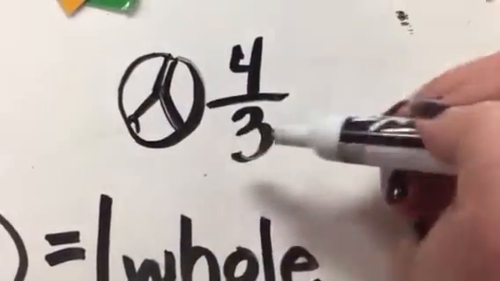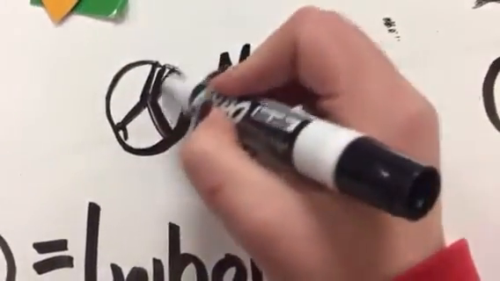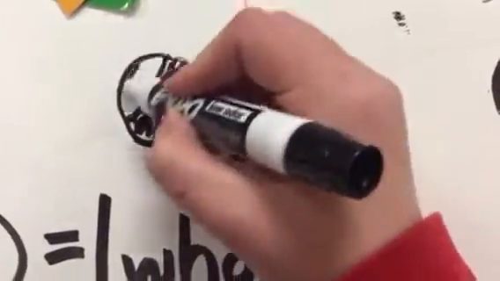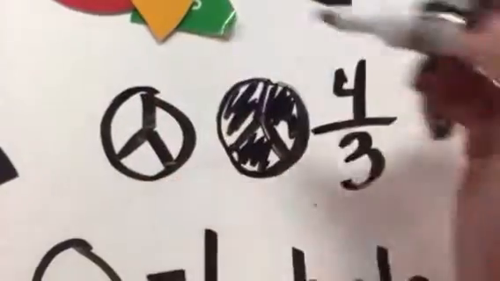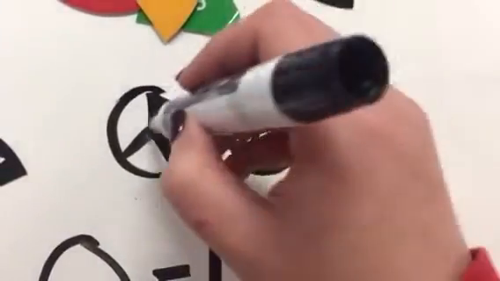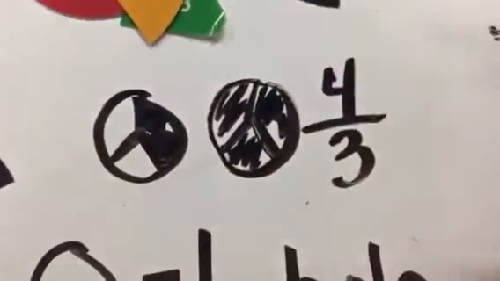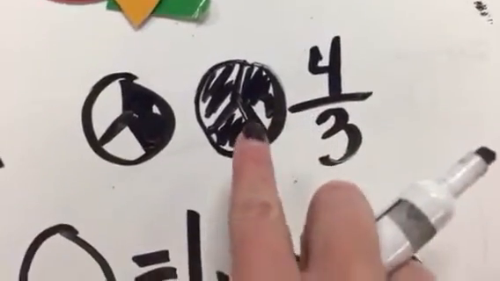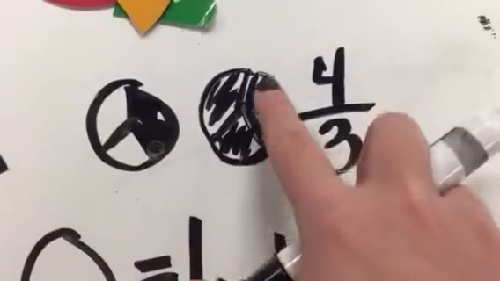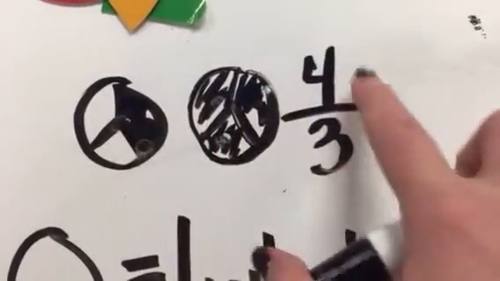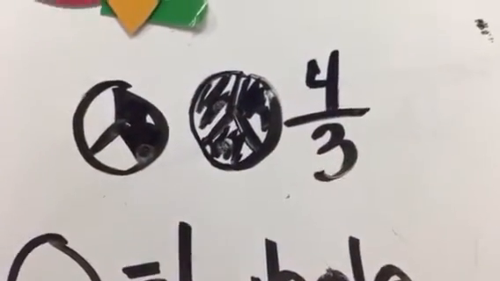Okay, so I've got thirds. I need 4 of them. Here's 1, 2, 3. That's not enough, so let me do another one. I've got 3. I need 1 more to make 4. Okay. Do you see how this is more than 1 whole? It's 1 whole and then a third more. So I have 1, 2, 3, 4. I have 4, and they're all the size of thirds.